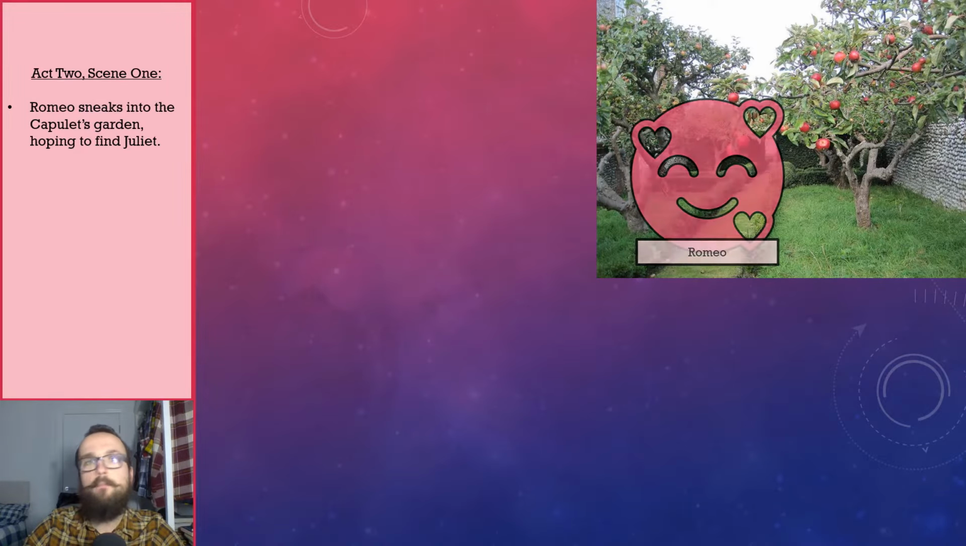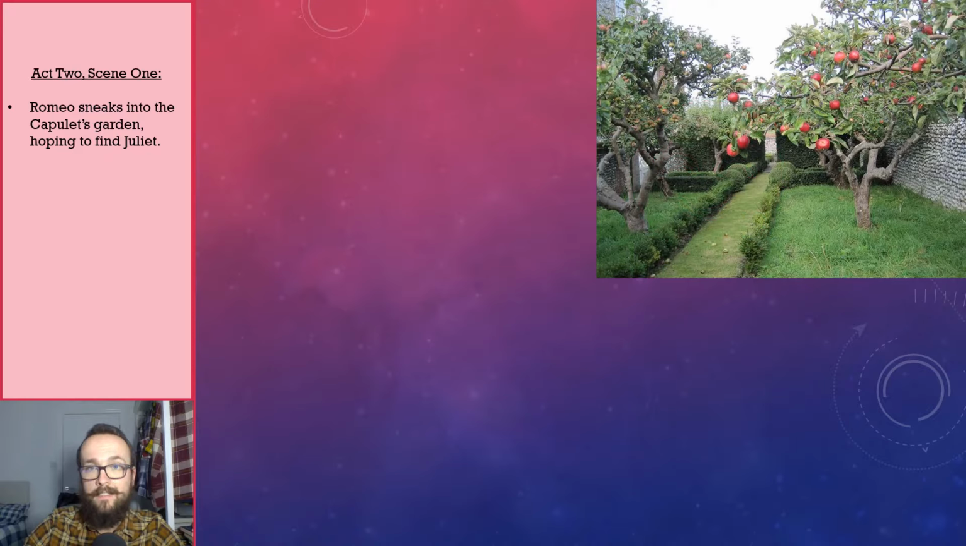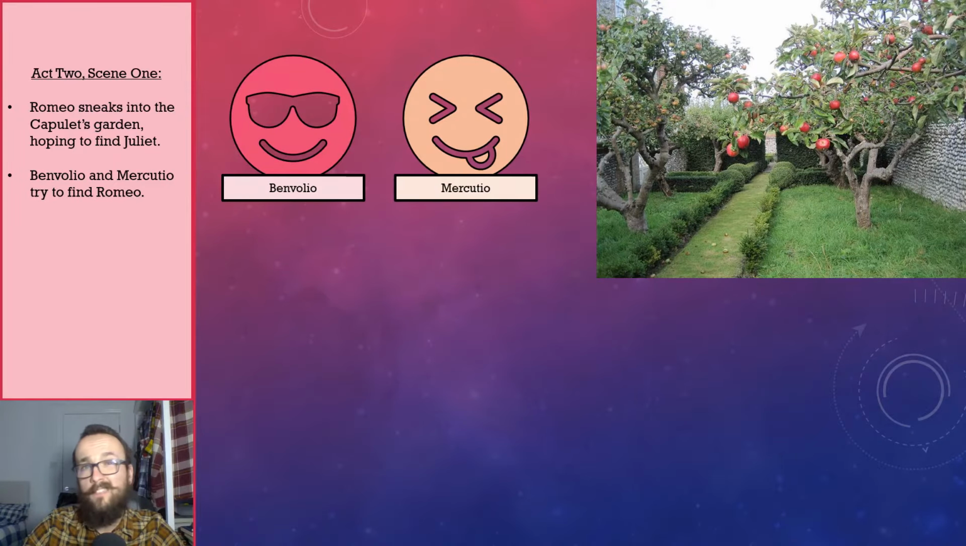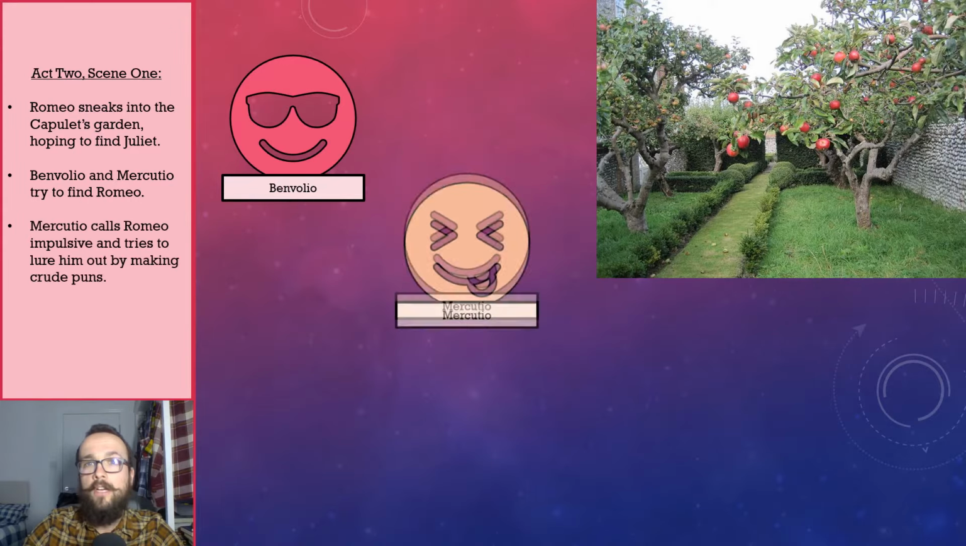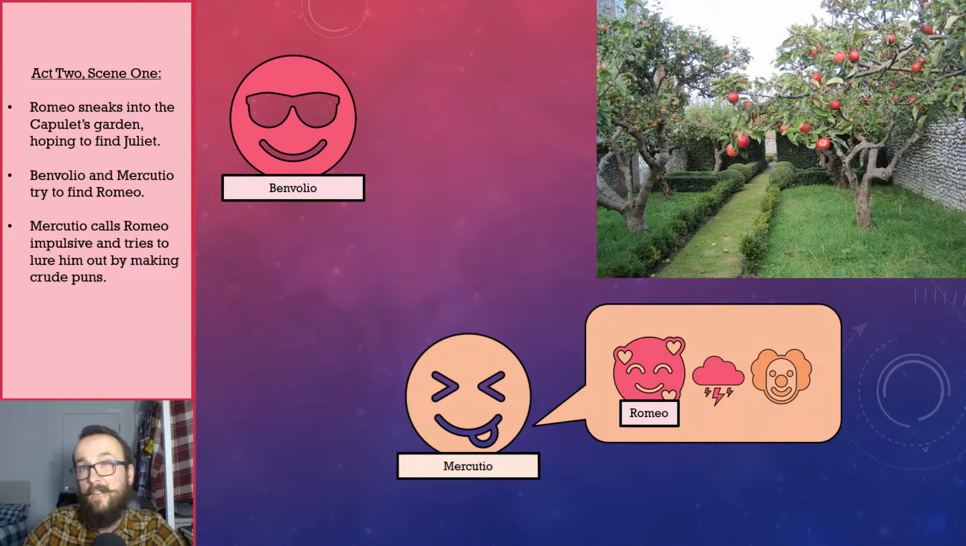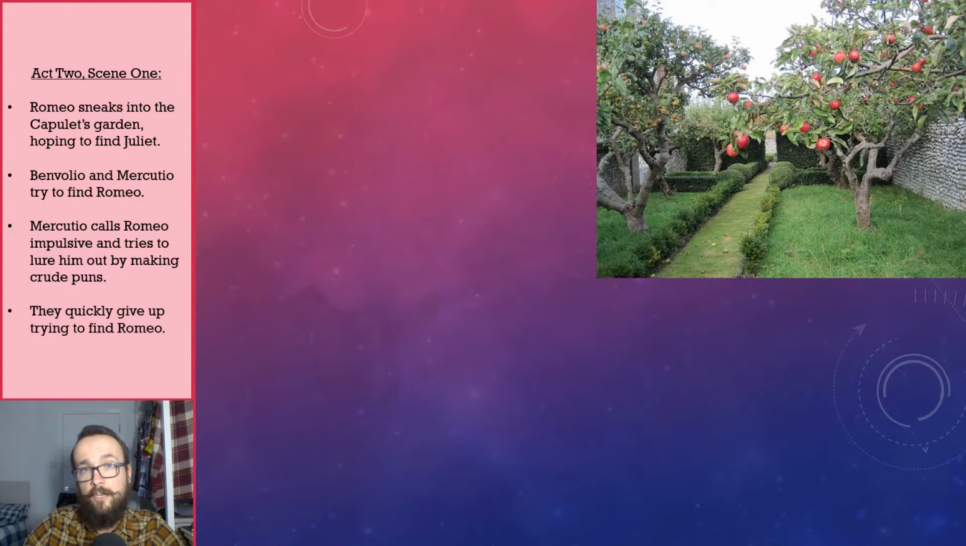Act 2, Scene 1 begins in a street next to the Capulet garden straight after Romeo and his friends have left the Capulet party. Immediately, Romeo abandons his friends and jumps the garden wall and sneaks into the garden, hoping to find Juliet. Benvolio and Mercutio are confused and try to find their good friend Romeo. And in trying to lure Romeo out of hiding, Mercutio shouts out and calls him impulsive and then also makes several crude puns. Mercutio does this for a bit, but there seems to be no response from Romeo. As such, Mercutio and Benvolio quickly give up looking for their friend.